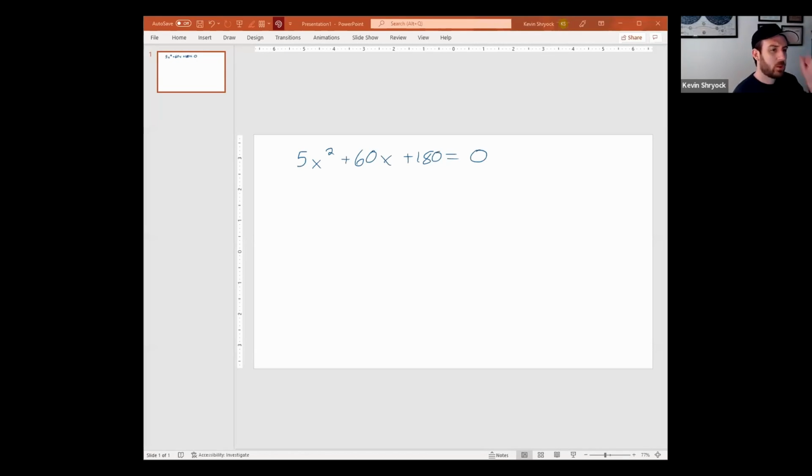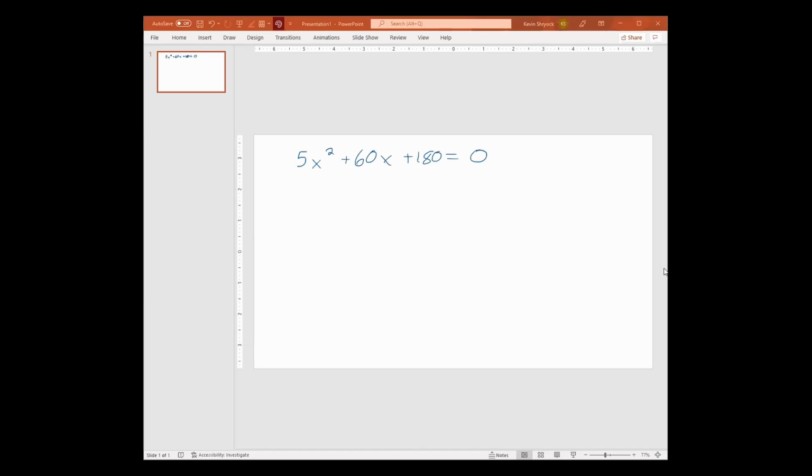Okay, so walk me through how you solve this. So I multiplied 5 by 180 and I got 900. Multiplied 5 by 180, how come? Because that's a factor, so you multiply the AC method, I guess. You multiply the A by C. How come?